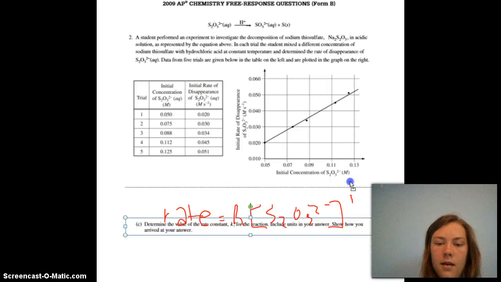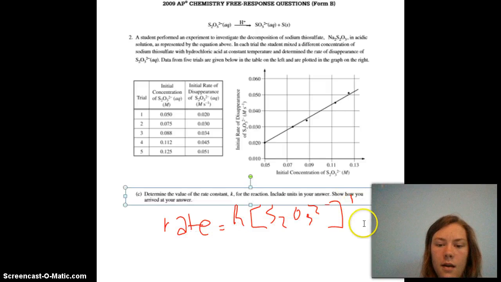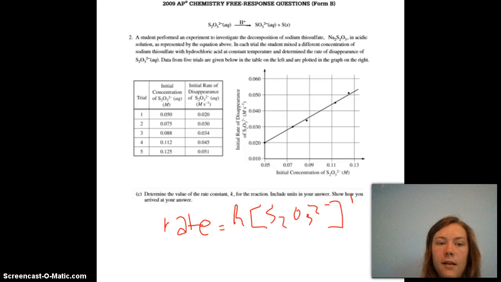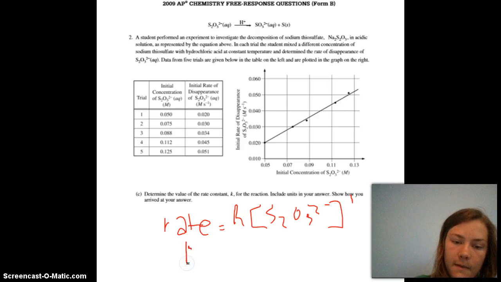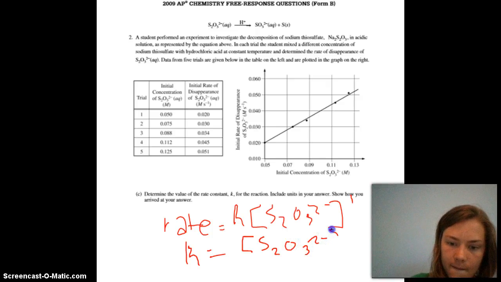And then after that, we just need to plug our values in to be able to find K. We also need to rearrange the equation so it's easier to see. So we're going to have K equals the rate all over the concentration of thiosulfate.